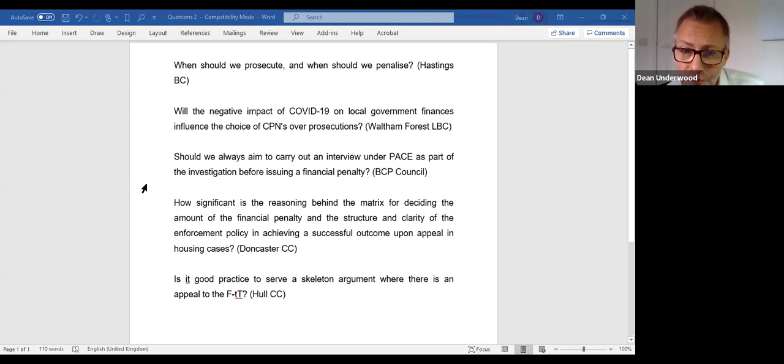And lastly, is it good practice, Hull asks, to serve a skeleton argument where there is an appeal to the First-tier Tribunal? Well, as I was telling my pupil in Chambers, Christina, who is participating today, very recently, I think the answer to that has to be yes. A skeleton argument, whether you're acting for the local housing authority or indeed the appellant, is an important opportunity, a prime opportunity to influence the mind of the tribunal before you ever set foot in the tribunal hearing room itself. And it is often very useful to ensure that the First-tier Tribunal is aware of the relevant statutory framework and the relevant case law that they have to apply and the approach they have to apply when considering statutory appeals. So in short, I think yes, it is a very good idea.